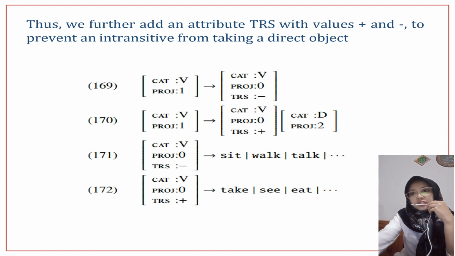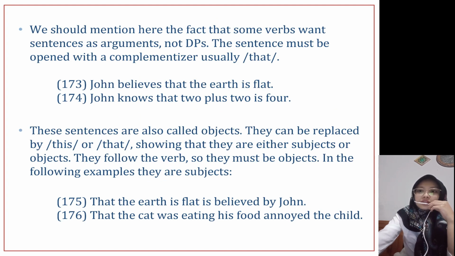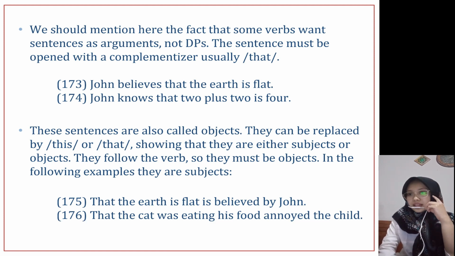Then we should mention the fact that some verbs want a sentence as argument, not a determiner phrase. The sentence must be opened with the complementizer, usually that. Look at the sample: John believes that the earth is flat. Then compare with: John knows that 2 plus 2 is 4. These sentences are called objects. They can be replaced by this or that, showing that they are either subject or object.